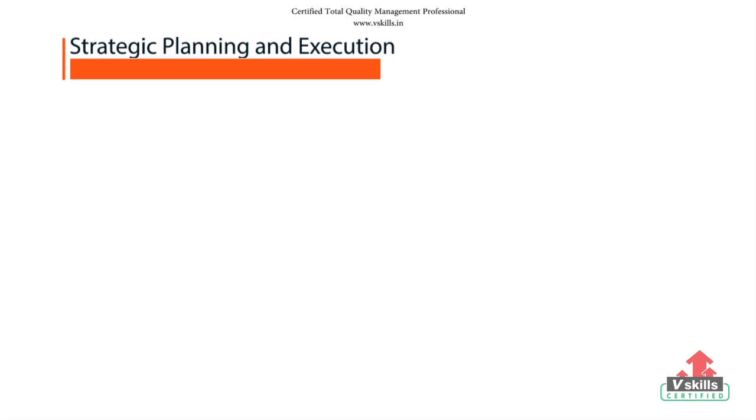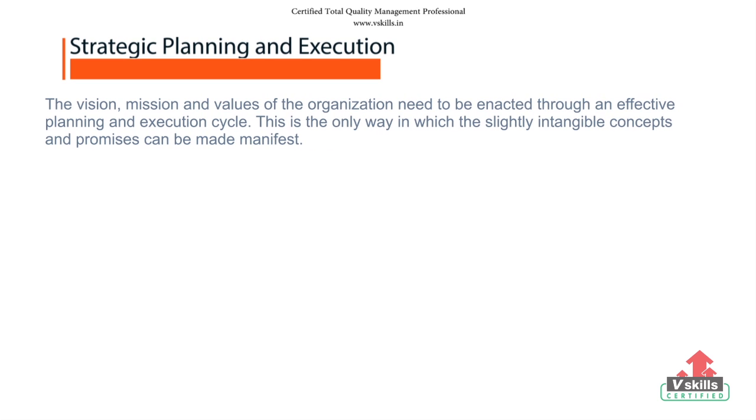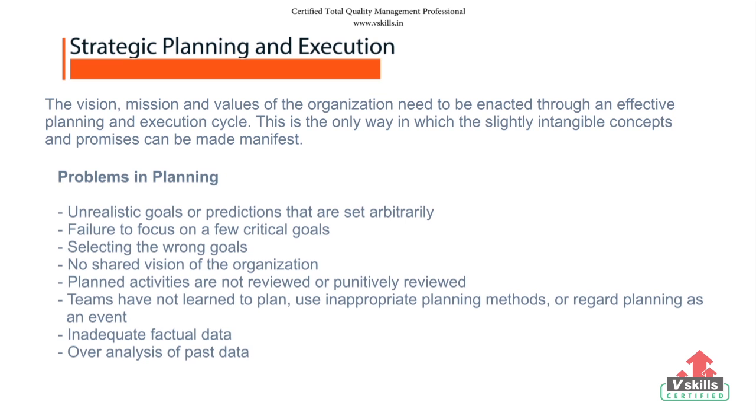Strategic planning and execution. The vision, mission, and values of the organization need to be enacted through an effective planning and execution cycle. This is the only way in which the slightly intangible concepts and promises can be made manifest. Following are the problems that frequently occur with planning.